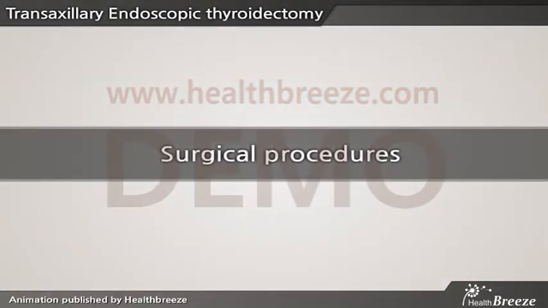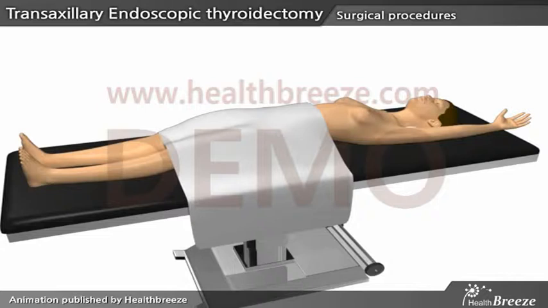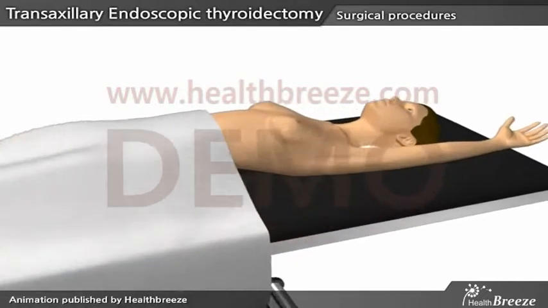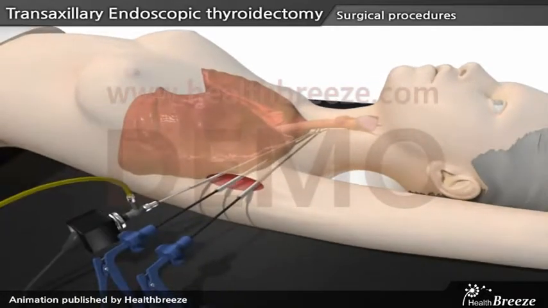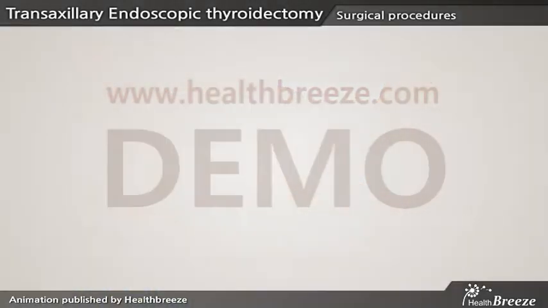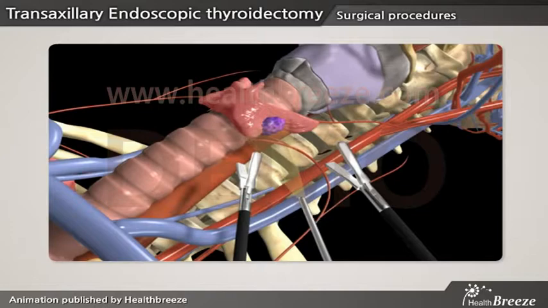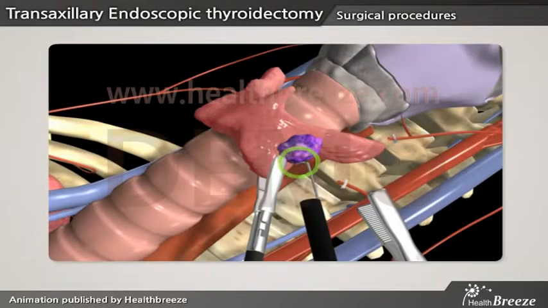Surgical procedures. Once the patient is under the general anesthesia and properly prepped and positioned for the surgery, a single incision will be made on the armpit to create a working space for endoscopic instruments and camera. Your surgeon will carefully expose and dissect the thyroid gland from the surrounding tissue.